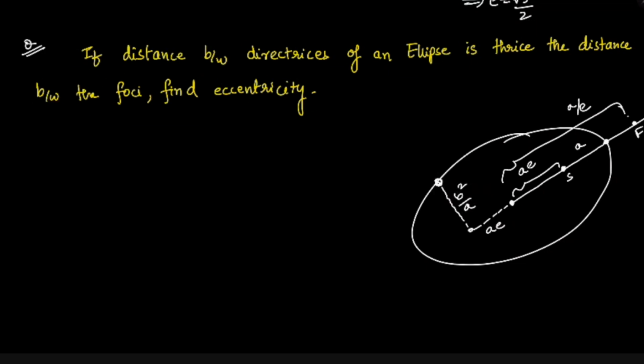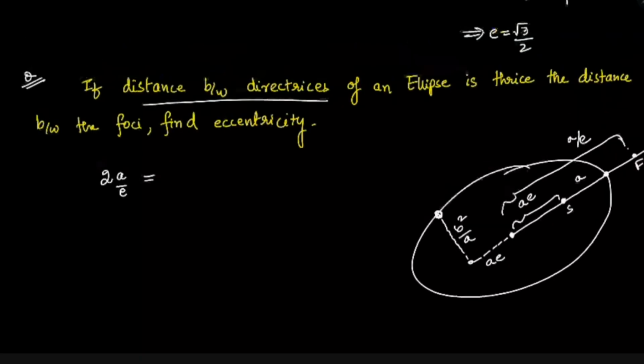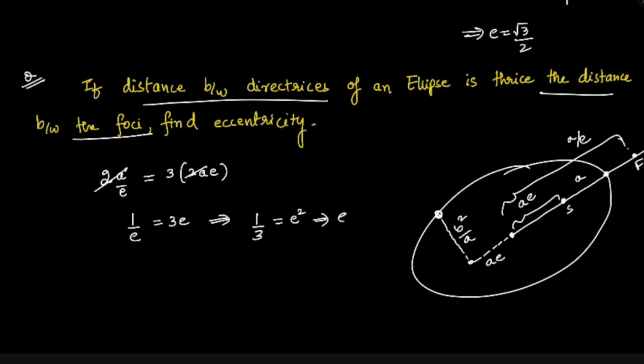All right, Vishwak, we were saying that e equal to 1 by root 3, sir. Okay, so the distance between directrices, how much? 2a by e. 2a is the distance between the foci. Thrice the distance between foci, that is 2a. 2a cancel. So 1 by e is equal to 3e. That means 1 by 3 is equal to e square. So what is eccentricity? 1 by root 3. That's it.